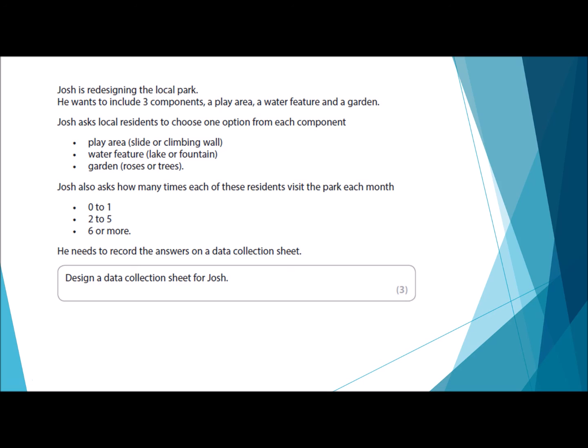He also asked people how many times each of the residents visits the park each month. And there's 3 options: 0 to 1, 2 to 5, 6 or more. He needs to record the answers on a data collection sheet. You've got to design it.